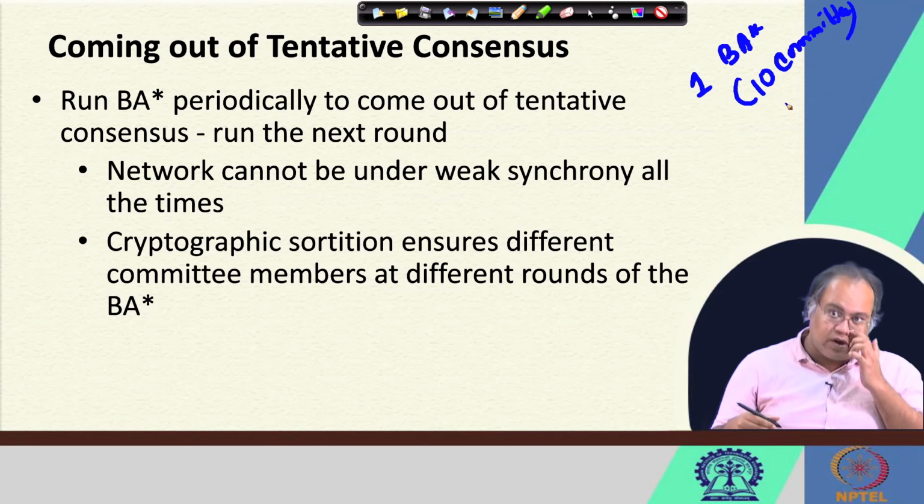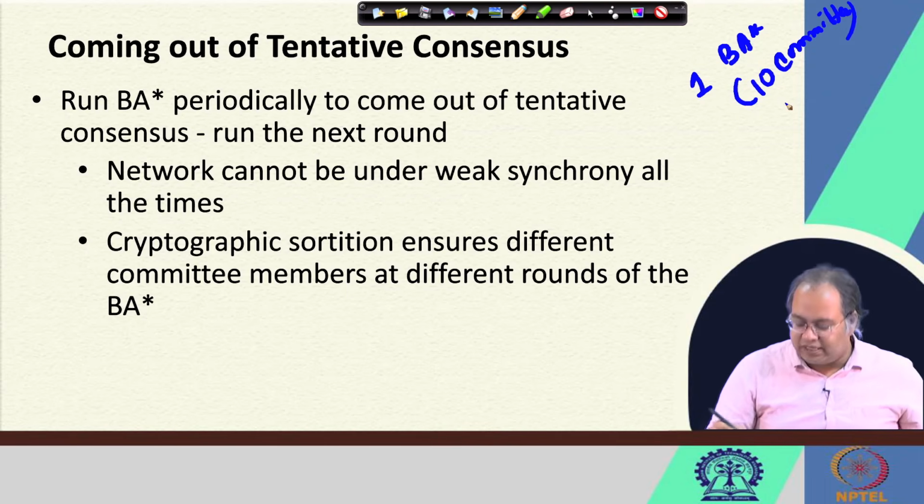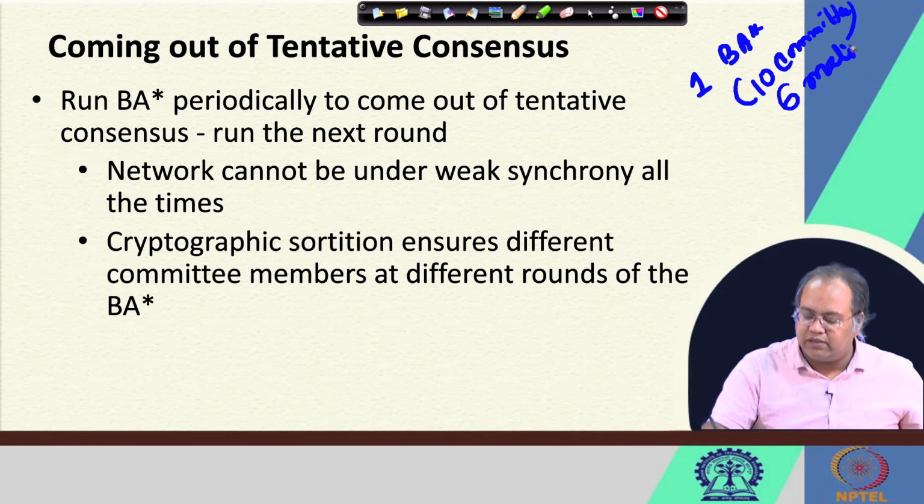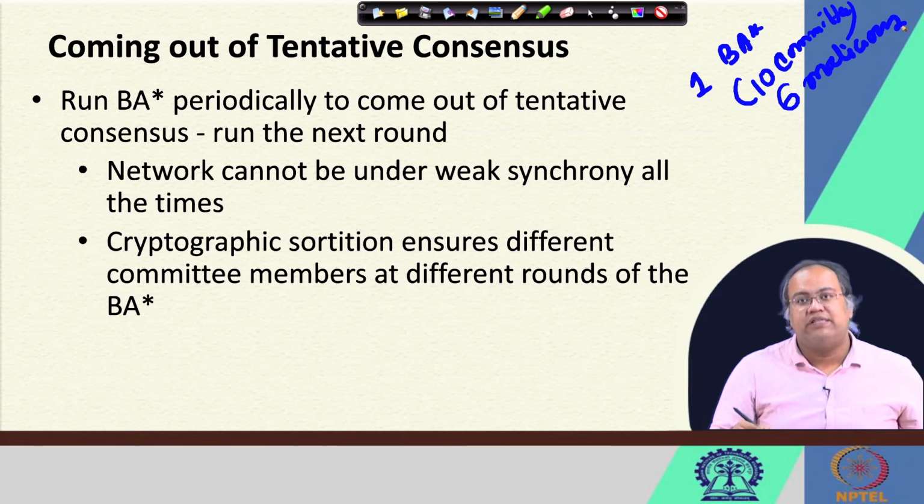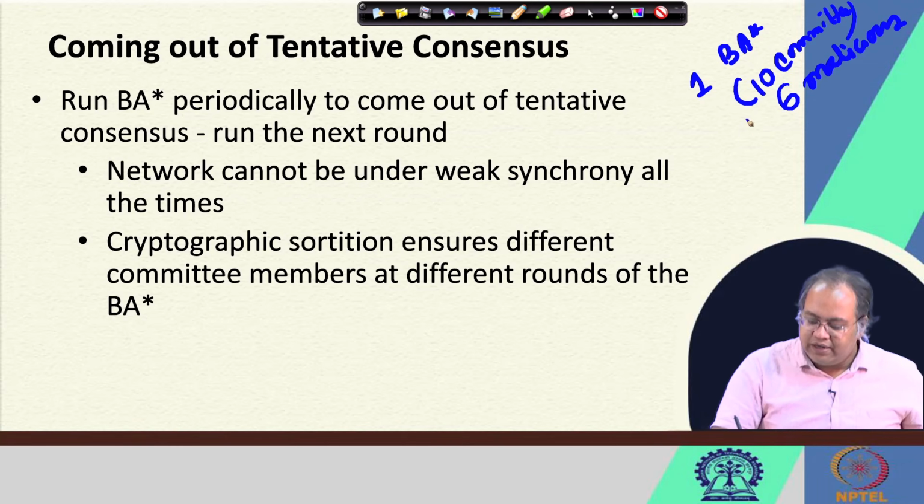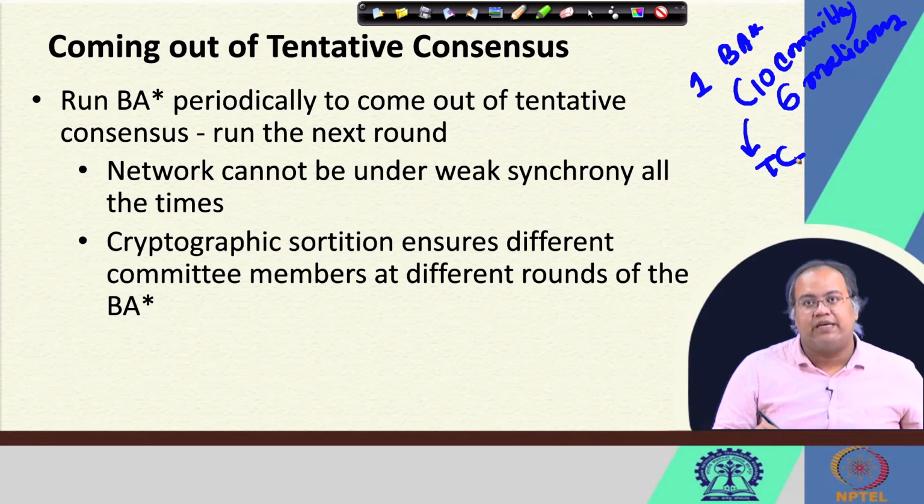So, whenever you have 10 committee members and you are running BA star, assuming that 6 of them are malicious, then you will reach a tentative consensus. Here part of the committee members agree on one block and part of them agree on a different block. In that scenario this timeout occurs and you move to the next round of BA star, so round 2 of BA star.